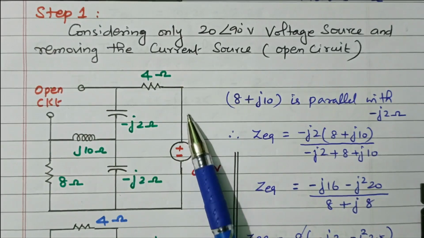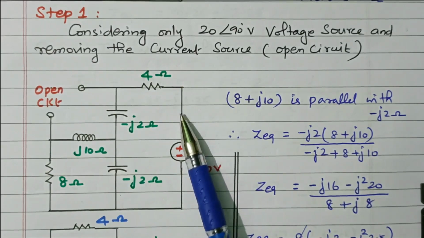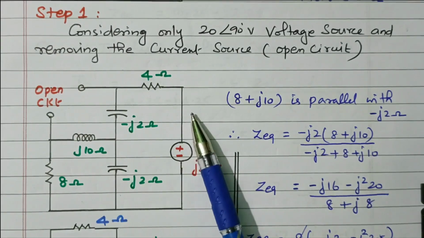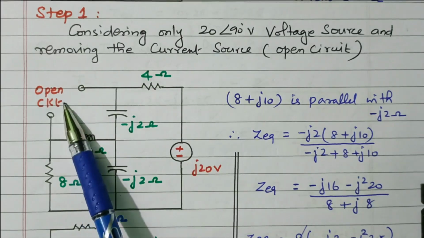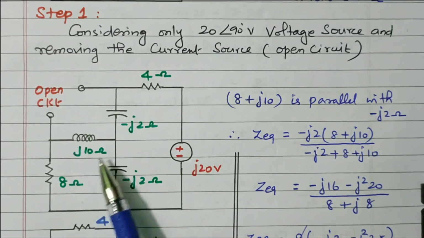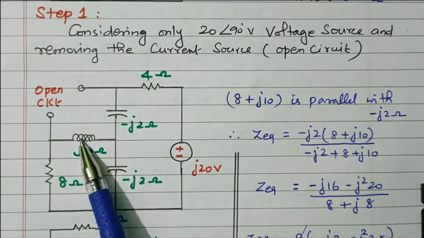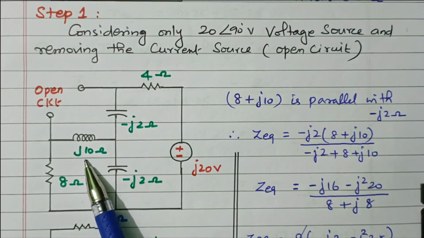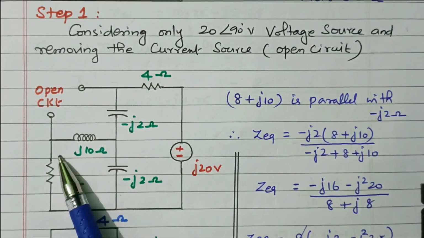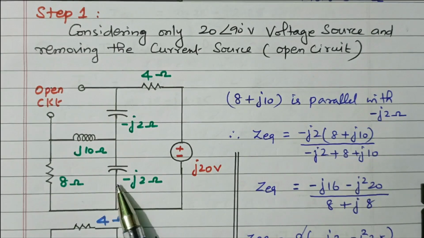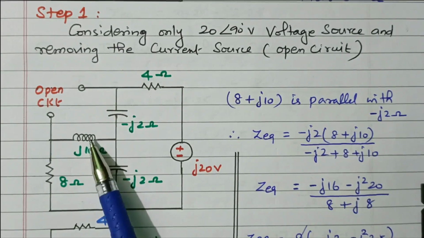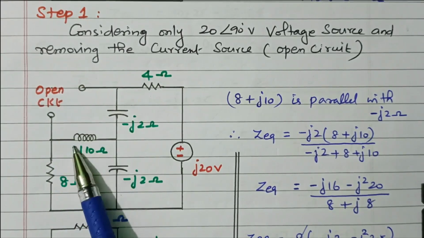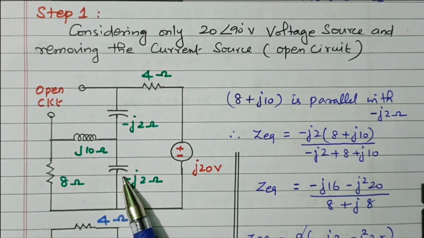Now we need to find the current flowing through this circuit, I0. Right? So by seeing this diagram, we need to simplify this circuit in order to find the current I0. Due to this open circuit, by inspecting the circuit, we can easily understand that this 8 ohm resistor and j10 ohm inductor are connected in series, not parallel. There is no branch here. That series combination is in parallel with this capacitor.